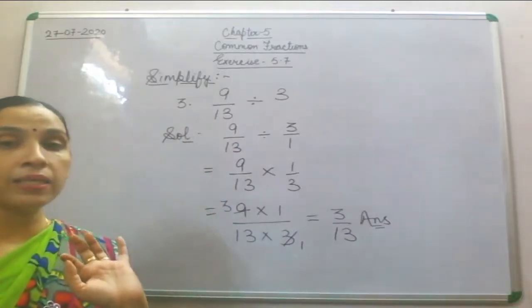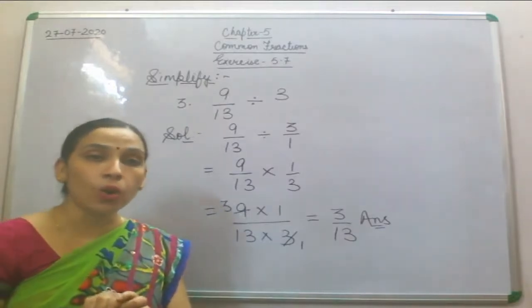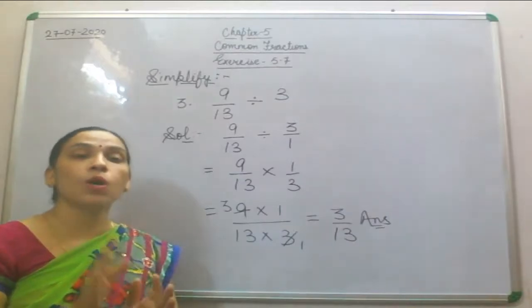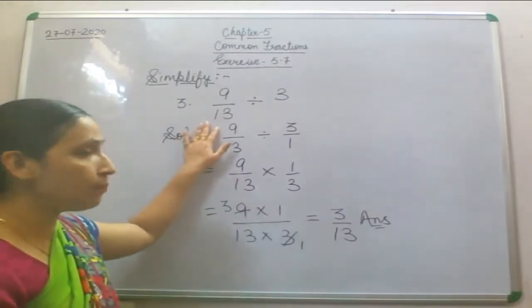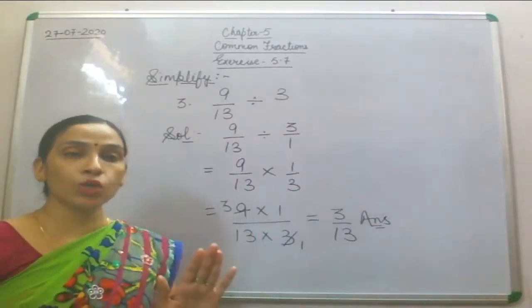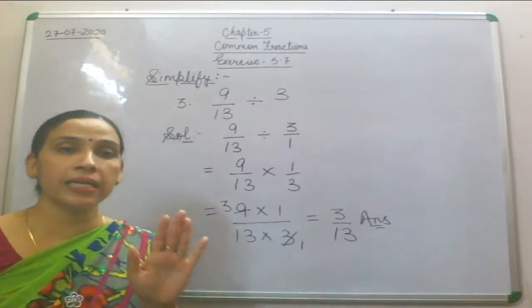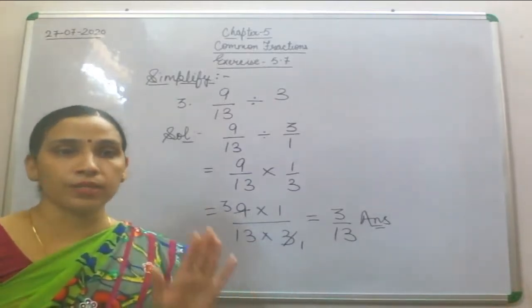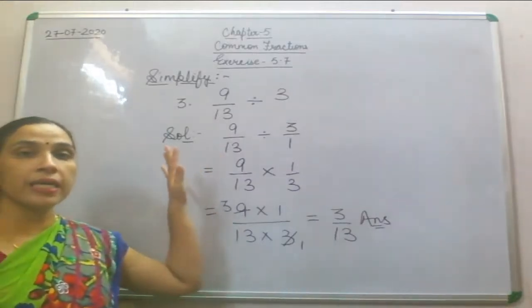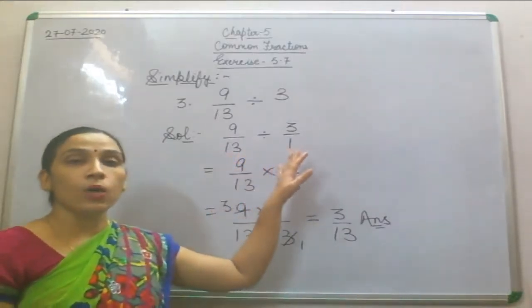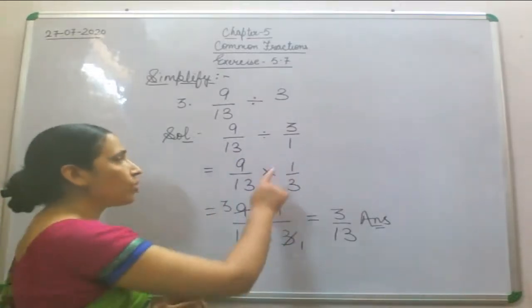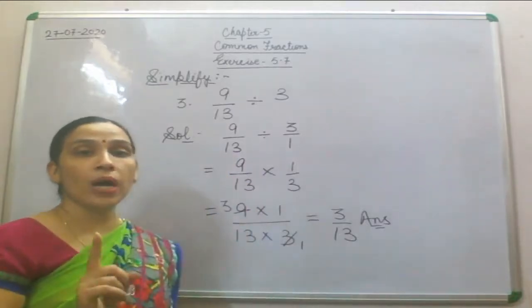Now 9 by 13 is an example of what? 9 by 13 is an example of a proper fraction, because here the numerator is lesser than the denominator. Why is it called a proper fraction? Because the numerator is lesser than the denominator. Now this proper fraction is going to be divided by a whole number, that is 3. Now we don't have anything in the denominator, so what will we write over there? We will write 1 over there.